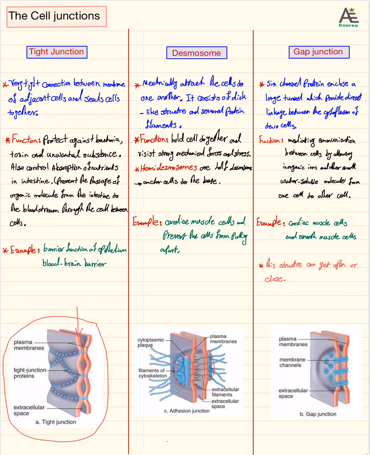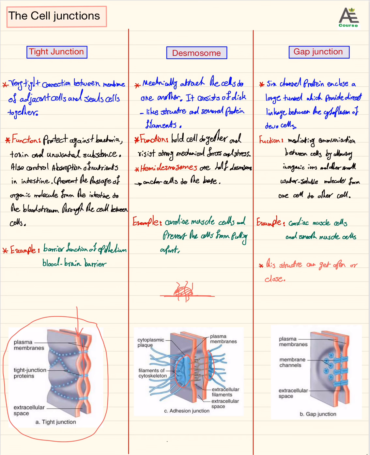And also we have a hemidesmosome as well. Hemidesmosome is half of the desmosome and consists of one disc, and also the filament which seals the cell to the basement membrane. So that was desmosome.